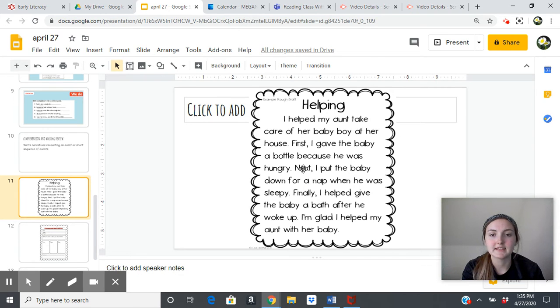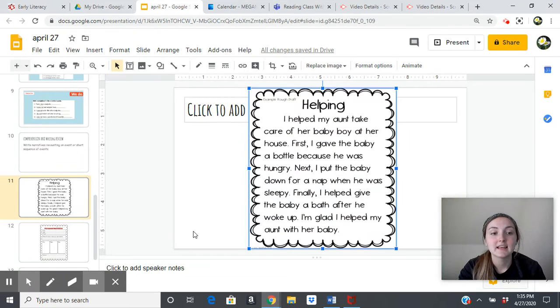This is important. These are transition words. And those are important because they help your story flow. Without them, it would just be like a list. It would say, I gave the baby a bottle. I put the baby down for a nap. I helped give the baby a bath after he woke up. Those are all true things and those are good details, but it's a little choppy without these words. So first, next, and finally help the story all flow together.